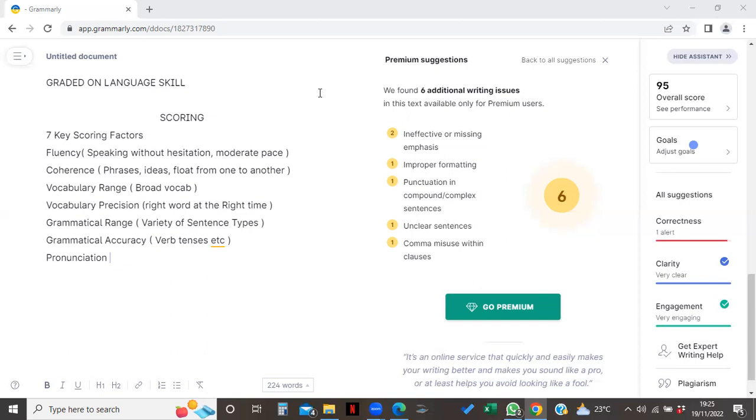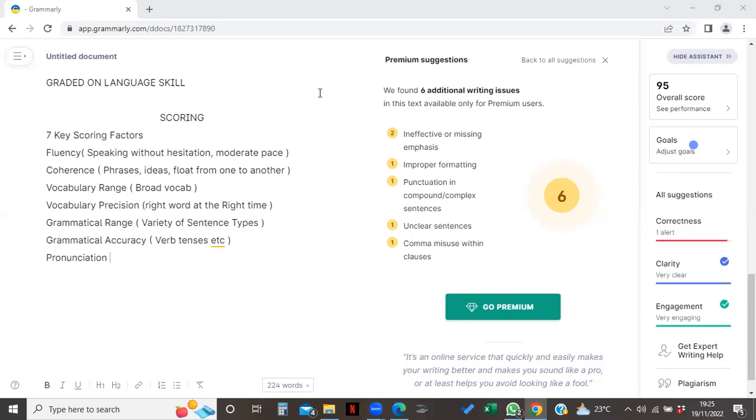Coherence. It's your phrases, your sentences, your ideas that should connect to one another. It should be connected, right? If at one point I'm talking about education, at the second point I can't talk about weddings. There should be a relation between your first and the second sentence.